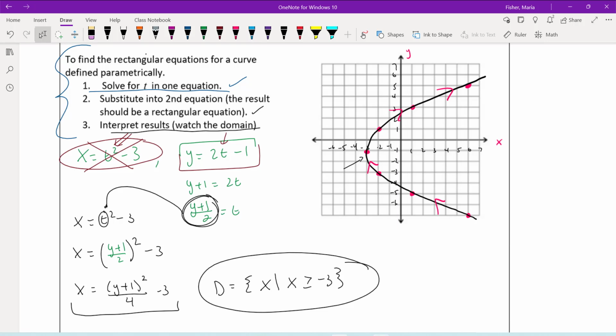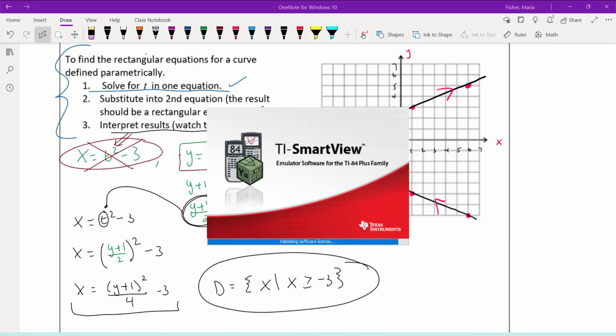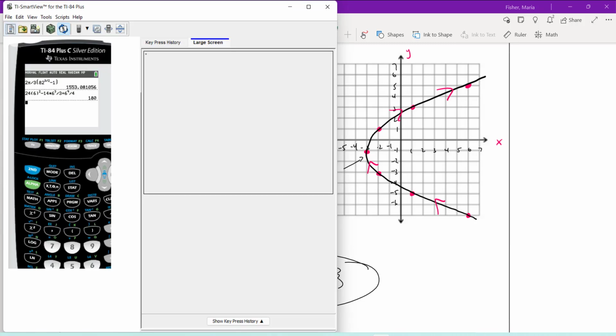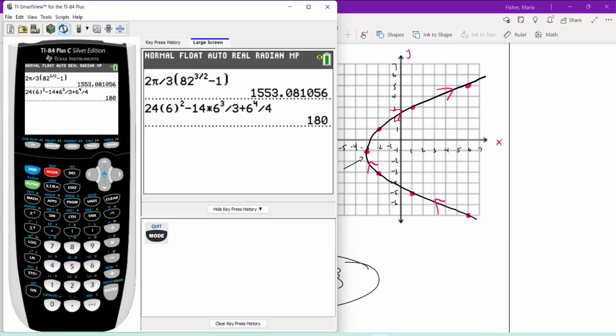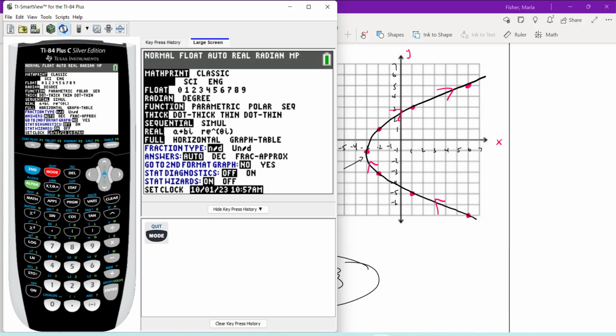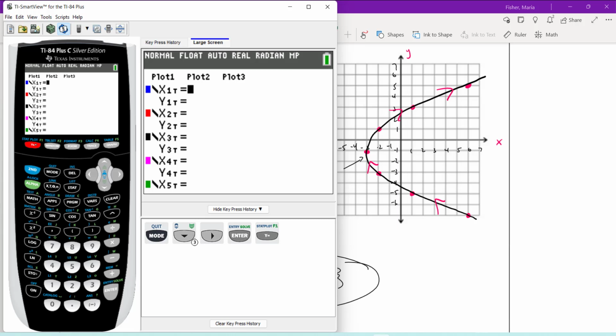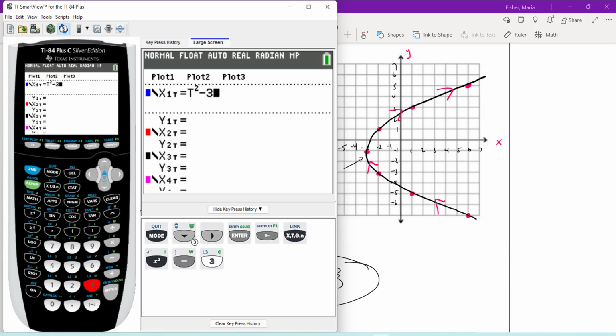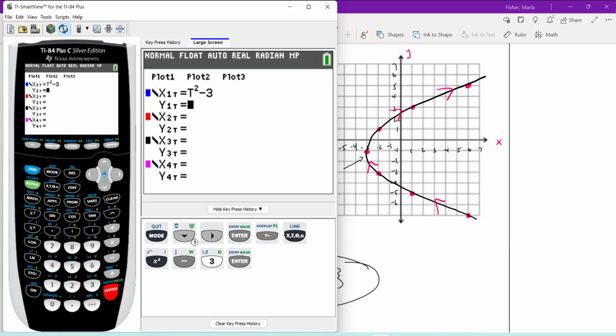Also, let me show you how to put this in a calculator. In a calculator, if you were wanting to graph parametric equations, what you're going to have to do is change the mode of your calculator. You're going to want to go from function mode to parametric mode. So scroll down, choose parametric, and hit enter. Now we're going to go to the y equals button, and we're going to plug in this particular parametric equation. Remember, it was t squared minus 3. The t button is the same as the x, so you use that button. So t squared minus 3, that's what it was for your x. And remember, for your y, it was 2t minus 1.